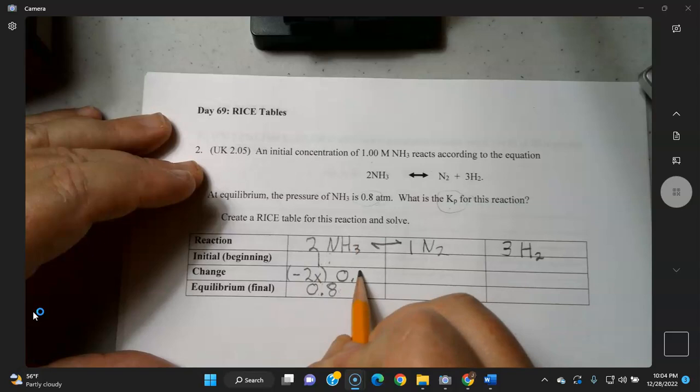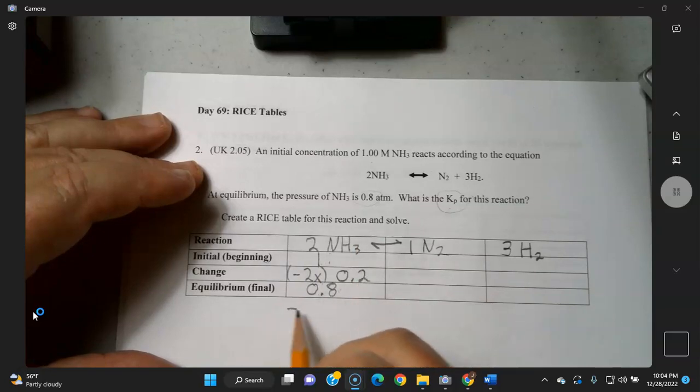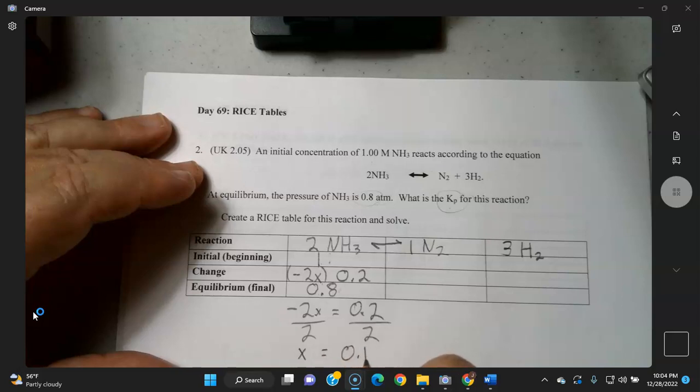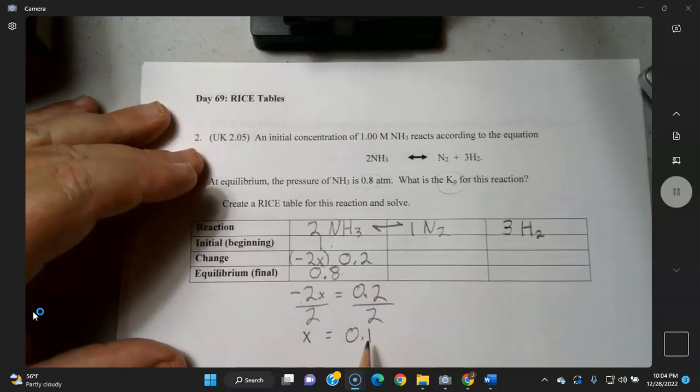That's going to be 0.2. So what that means is negative 2x is equal to 0.2. So you divide both sides by 2, and you get x equals 0.1. Okay? And again, the negative sign is just because it's on the reactant side. So I'm going to say x equals 0.1.